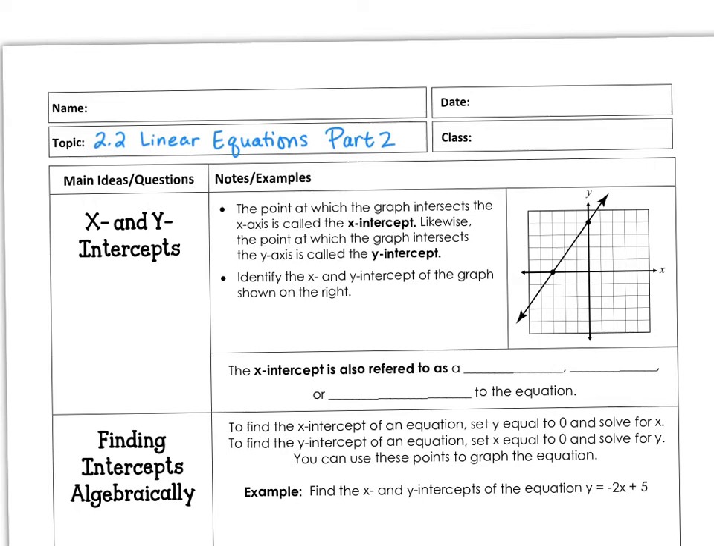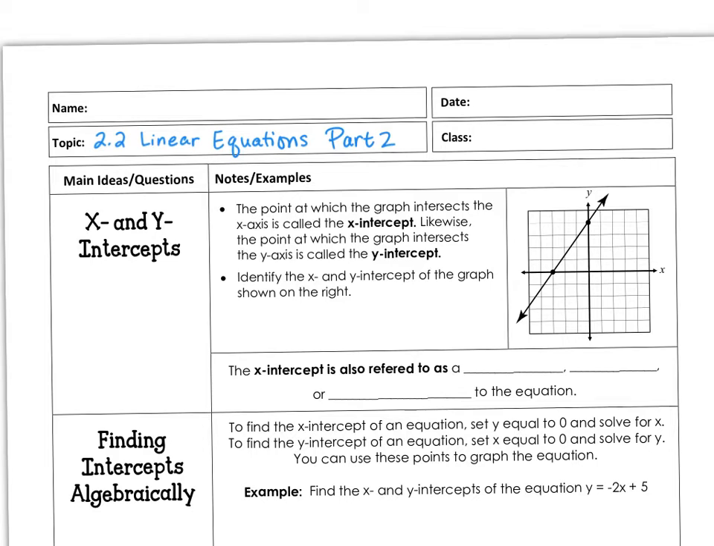Okay, this is Advanced Math Lesson 2-2, Linear Equations, Part 2. So it's the second half of the notes on linear equations. In this section, we are looking at x and y intercepts. Now, you should have done this before at some point. I believe we did it earlier in the year, so we're just expanding on it.